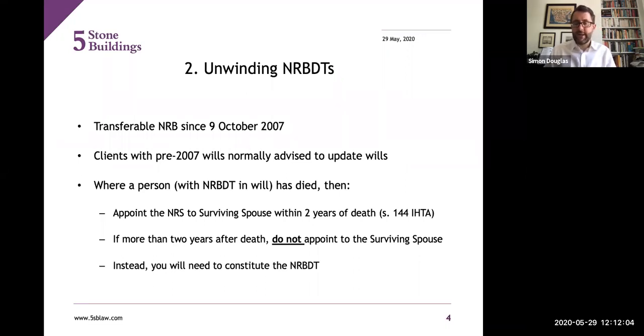So what you need to do in that scenario is simply constitute the nil rate band discretionary trust in one of the ways I mentioned before: through a loan scheme, a charge scheme, or by appropriating a share of the family home. And if you do that, then the nil rate band discretionary trust will work in the normal way, in the way these things worked pre-2007. It will reduce the value of the surviving spouse's estate. So you will achieve the IHT saving in that way.